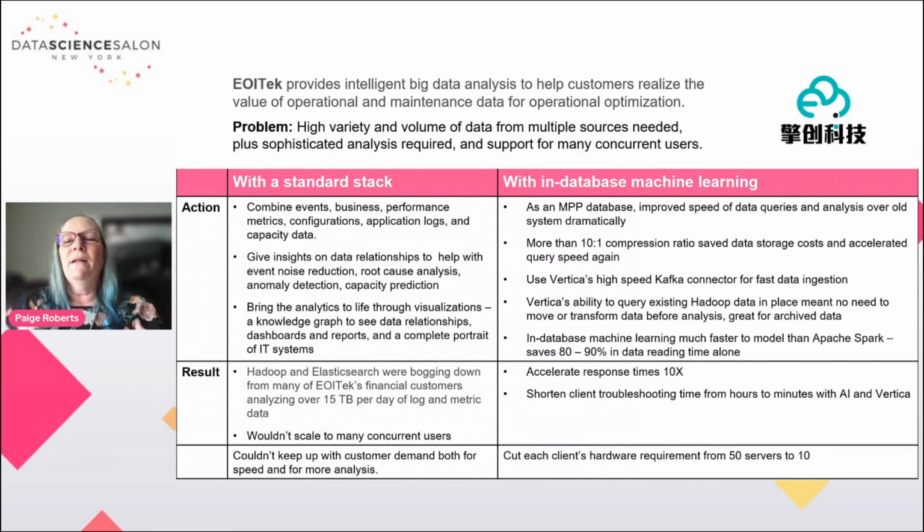So what did they do? Well, they switched to in-database machine learning. Now, what does this give them? Well, for one thing, they use Vertica, so they got this really nice compression ratio. That's something that we're kind of famous for. And we use it for a couple of things. One, to save storage costs, but also to save processing time. So you get better performance because you're processing smaller amounts of data.